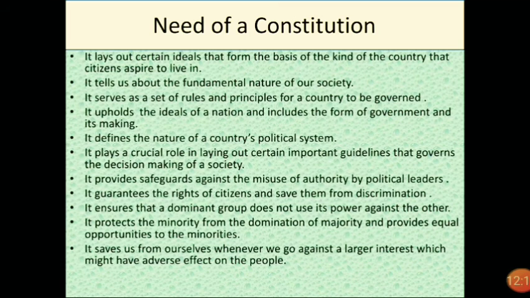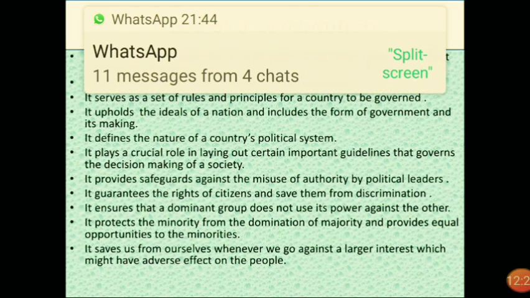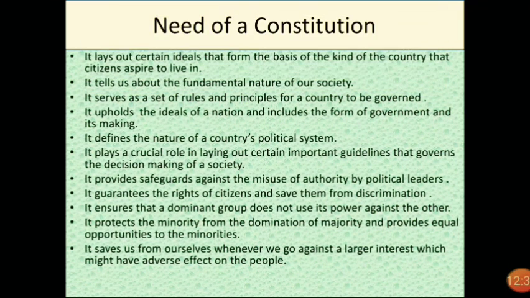And lastly, it saves us from ourselves whenever we go against a larger interest which might have an adverse effect on the people. So nobody can go against a larger interest. The Constitution will forbid it. The Constitution will not allow or permit it, so that nobody can dictate to the people, nobody can exploit the people, nobody can force the people to do things which are unsocial, unconstitutional, or illegal.